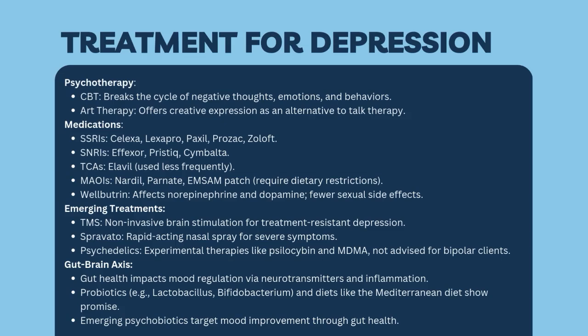While effective for many, these medications require time to work, often up to 2 months for full benefits. Treatment response tends to follow the rule of thirds. One third of individuals experience full remission, one third see partial improvement, one third see little to no benefit from initial treatments. And for treatment resistant depression, interventions like electroconvulsive therapy may be considered.